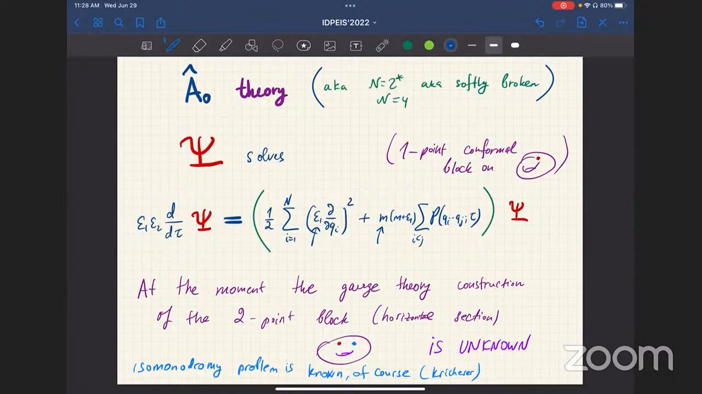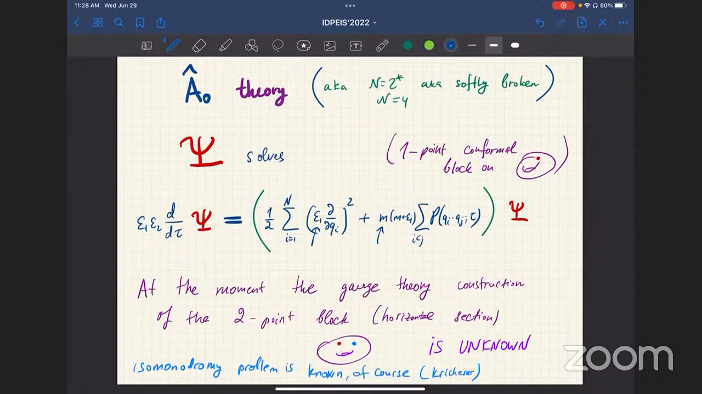We can also map this to an associated isomonodromic deformation problem for the meromorphic SL(N) connection on the torus with one puncture.